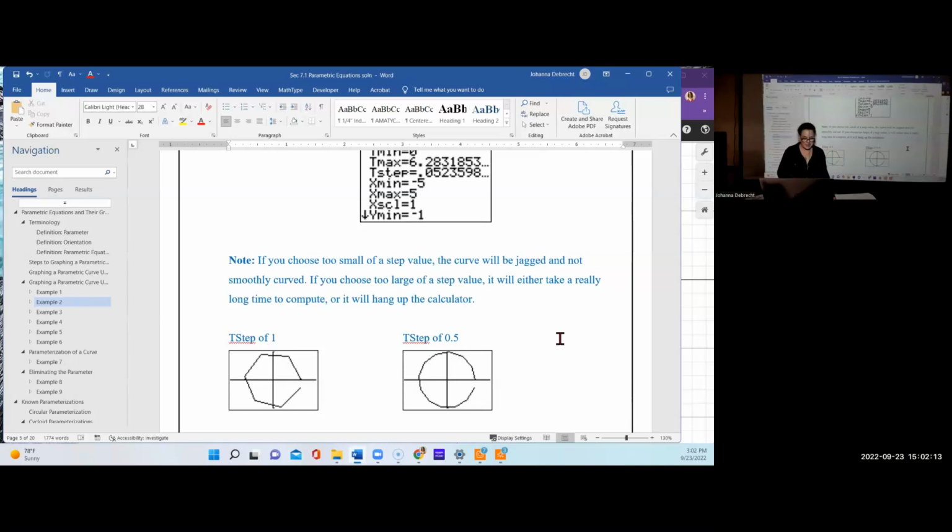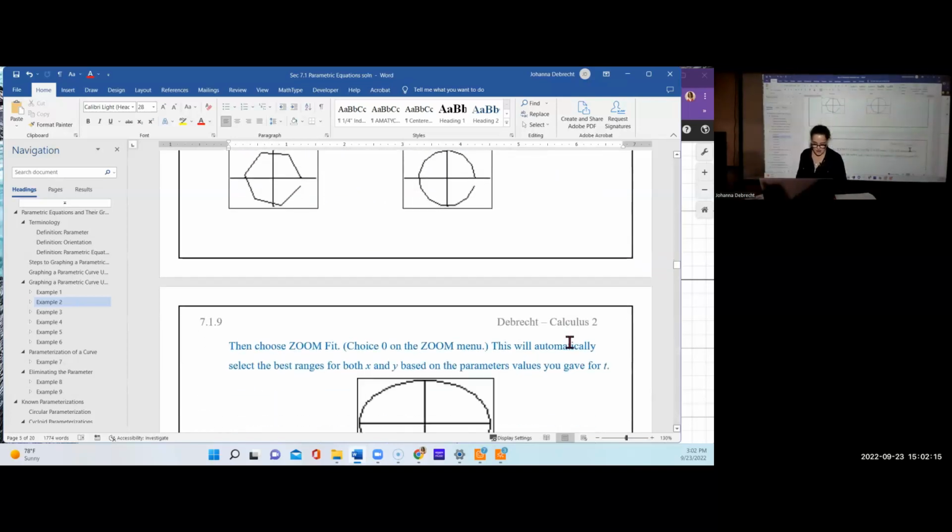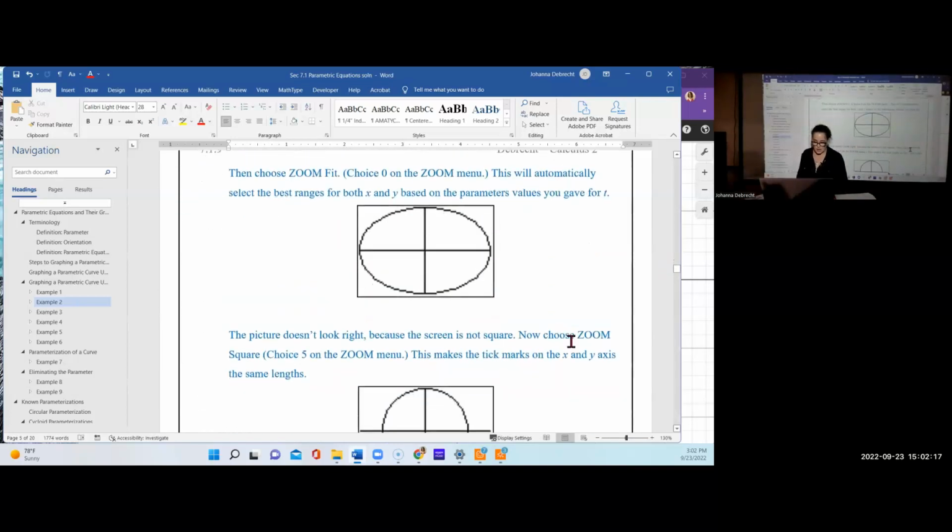Okay, so let's now talk about zoom fit, which is on the zoom menu, which is the middle button underneath the window. So once we're in the window menu and we've set t-min, t-max, and t-step, then click on zoom in the center and then hit the 0, that's zoom fit.